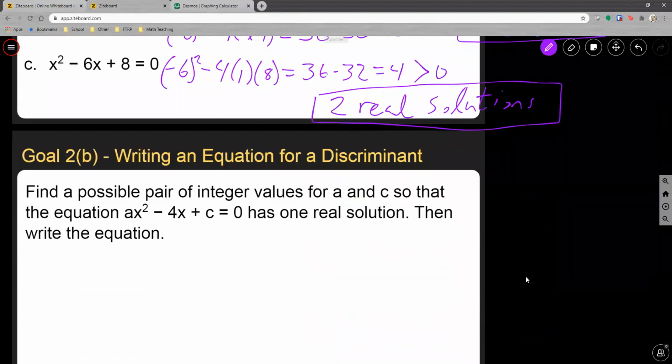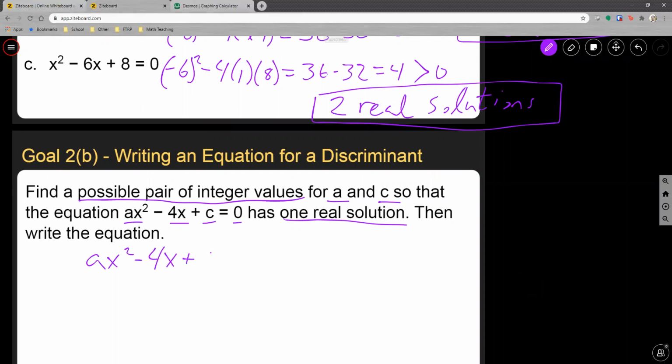All right. I think this is the last example. Yes, it is. So writing an equation for a discriminant. Find a possible pair of integer values for a and c so that the equation ax squared minus 4x plus c equals 0 has one real solution. Then write the equation. So I'm looking at ax squared minus 4x plus c equals 0, and I know I want it to have one real solution.